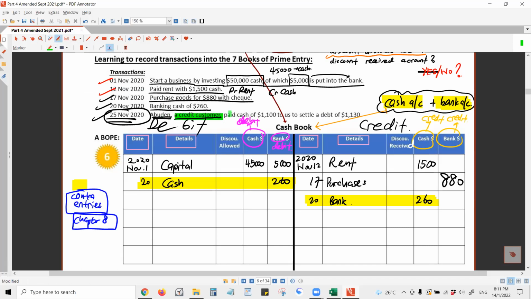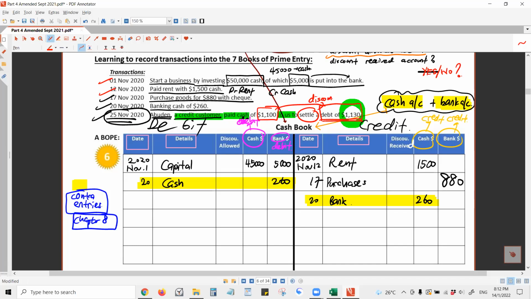So what is he doing here? He pays cash to us to settle a debt of 1130. That debt of 1130 tells us that Abu Dan owes us 1130. Why did he pay only 1100 to settle the 1130? How can 1100 settle the 1130? There must be something hidden here. Discount, right? Discount. So that's how you read the line and understand what it means here.